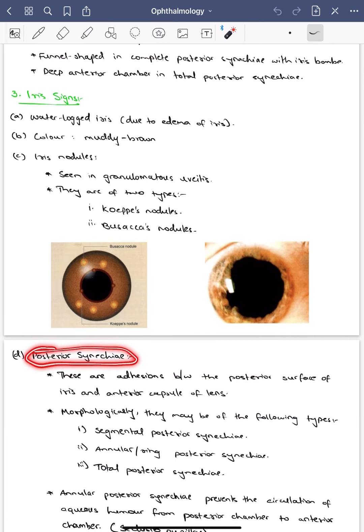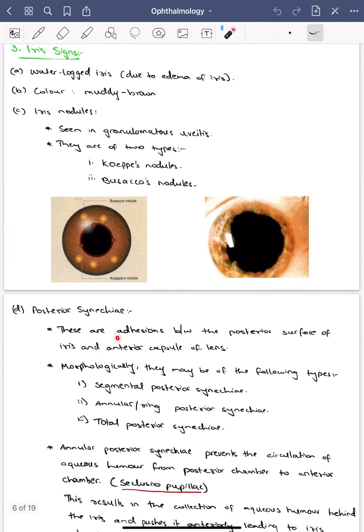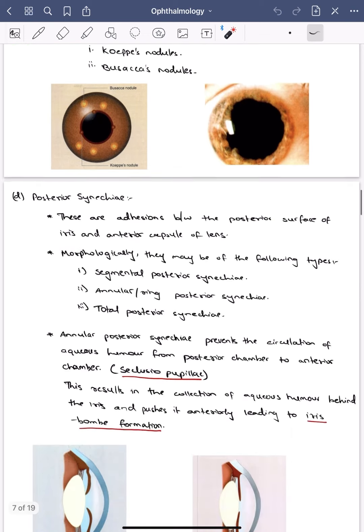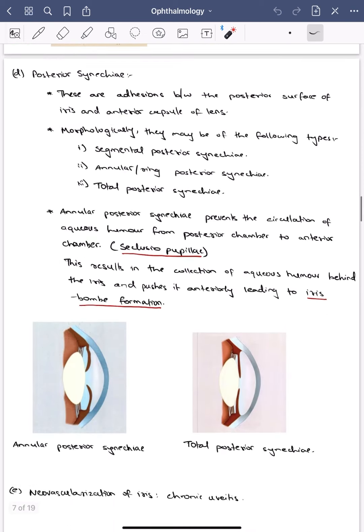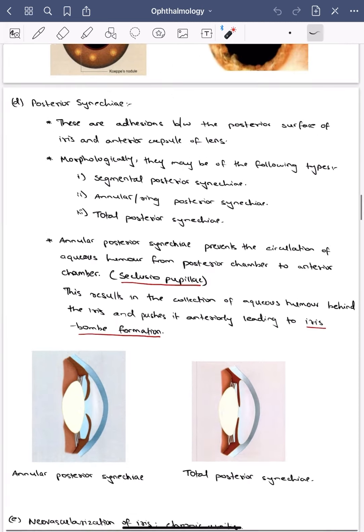Next we have posterior synechiae. Now this is the important iris sign. Now posterior synechiae, what are they? They are the adhesions between the posterior surface of the iris and the anterior capsule of the lens. So you can see in this diagram, this is the iris and this here is the lens, and the adhesions between the posterior surface of iris and the anterior surface of lens is known as synechiae or posterior synechiae.